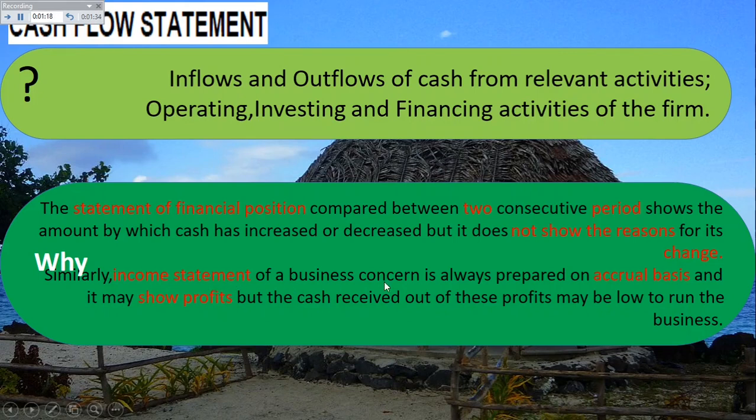Similarly, the income statement of a business concern is always prepared on accrual basis, and it may show profits, but the cash received out of these profits may be low to run the business. So since the income statement is prepared on accrual basis, the income statement can show profits, but we may have a very low cash balance to run the business. The reason for this difference is shown by your cash flow statement. So these are the basic two reasons why we make cash flow statement.